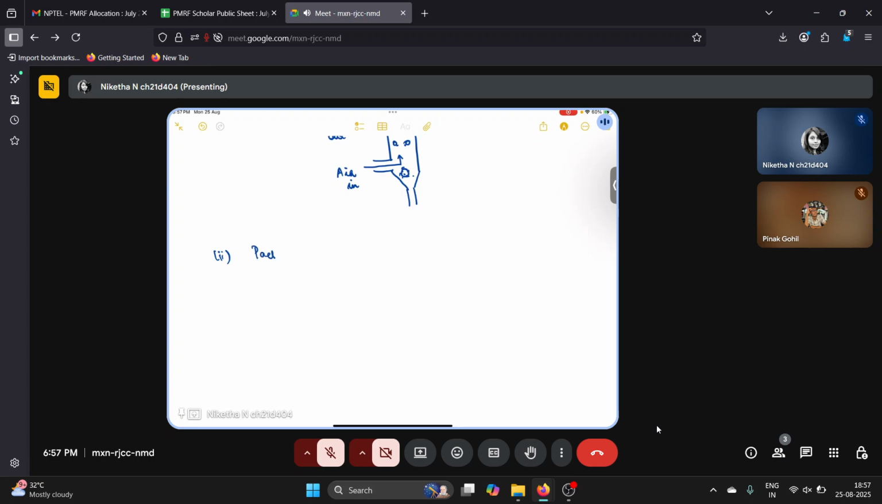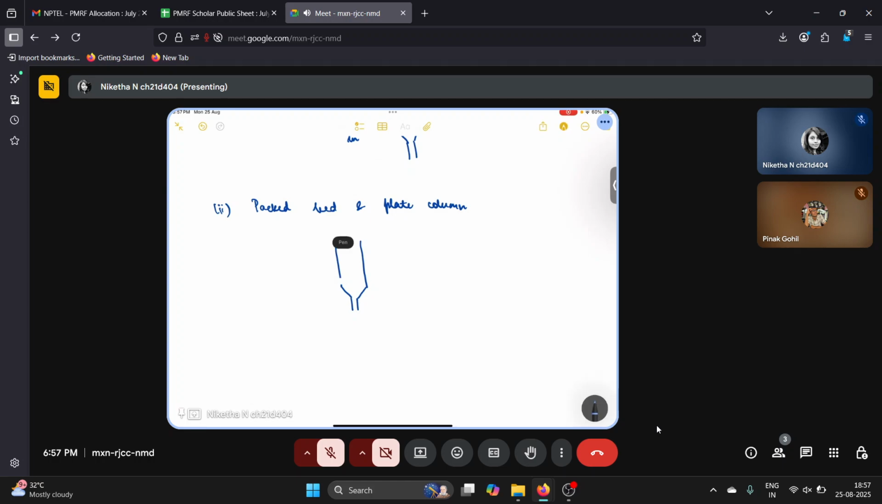The second type is a packed bed and plate column. Here also the design is similar, the gas inlet is at the bottom.